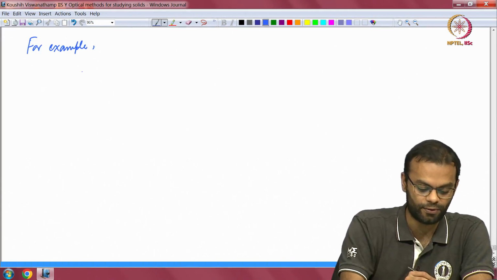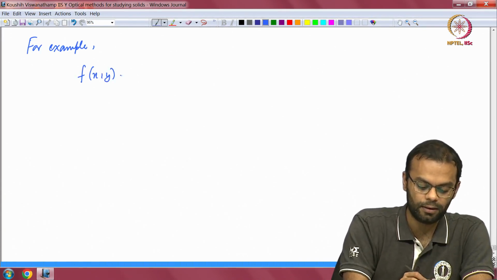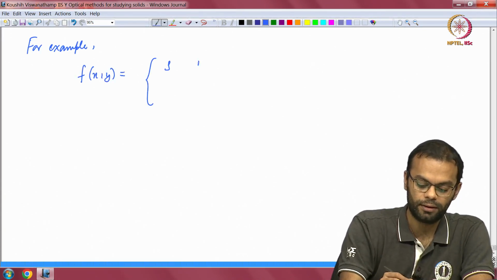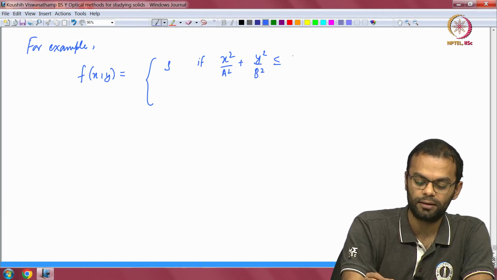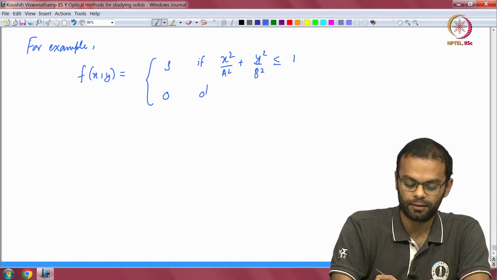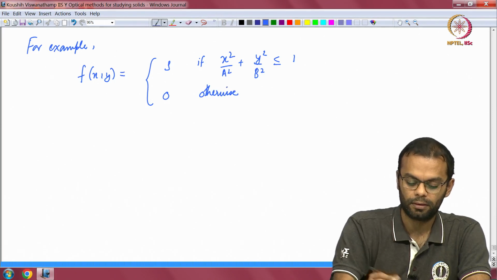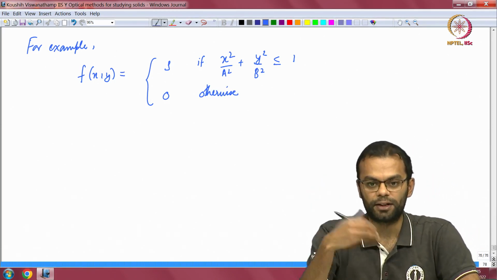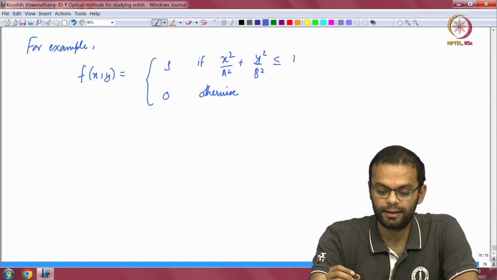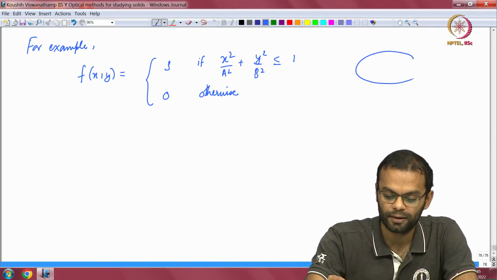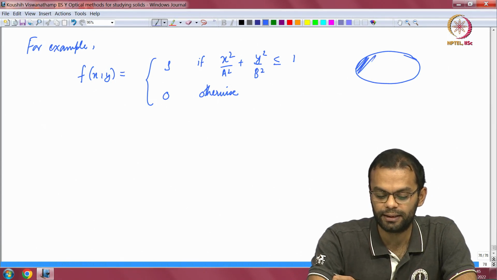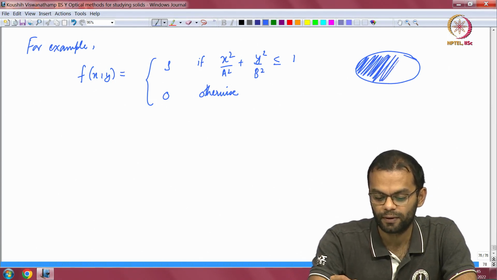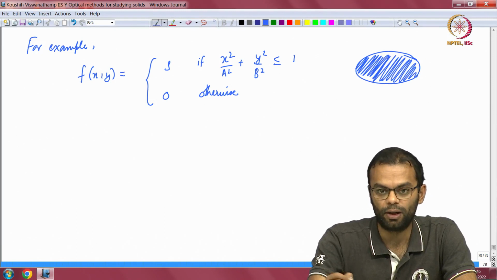clear for us. So, let us say for example, f of x y is equal to rho if x square by a square plus y square by b square is less than or equal to 1 and is 0 otherwise. So, this is our function, this is our cross section function, it is basically an ellipse, it looks like this or like this depending on which of a or b is larger. Inside this it is constant, and outside this is 0.